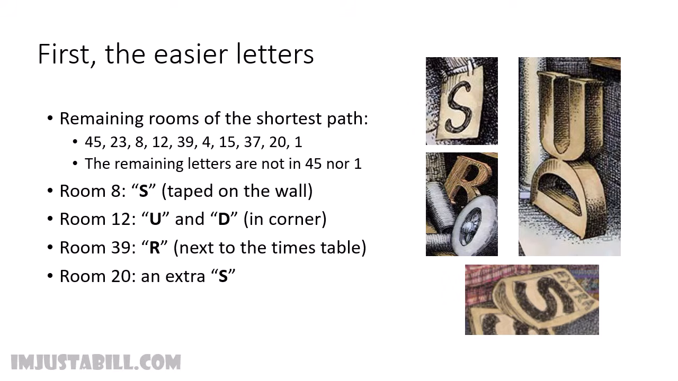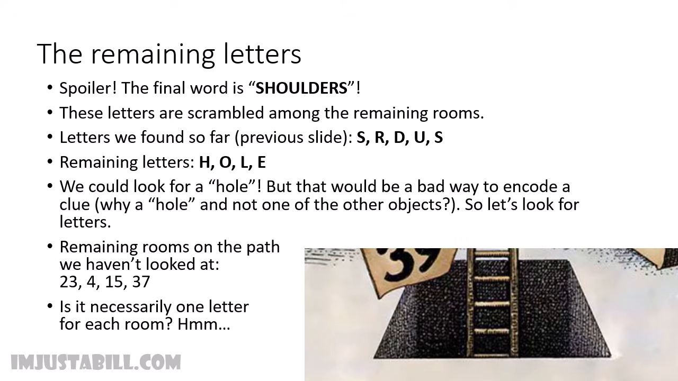Pretty straightforward. As I said, though, there is some debate about some of the other letters, and this is where we get into the final letters. First of all, just to give out the spoiler this time, the final word of the answer to the riddle is shoulders. So the letters of shoulders are scrambled along the remaining rooms of the shortest path.